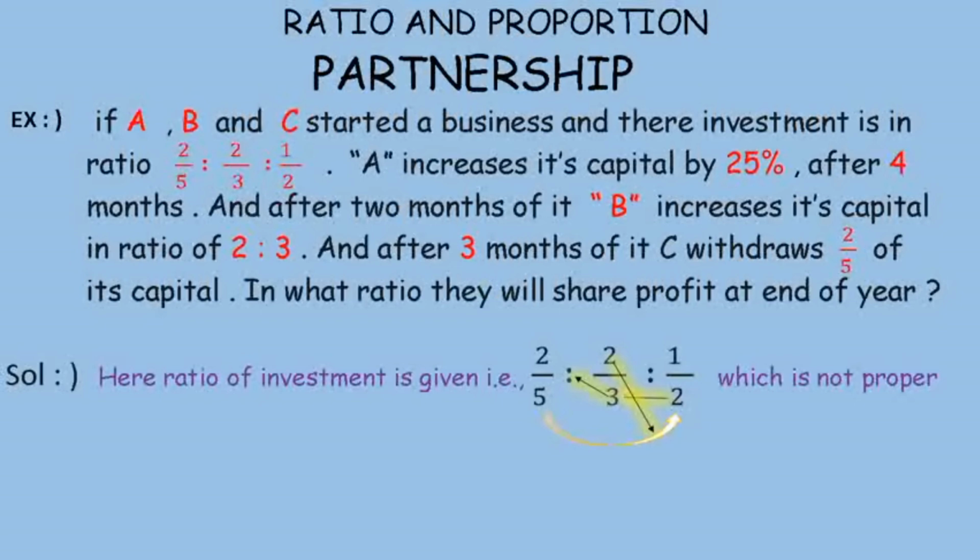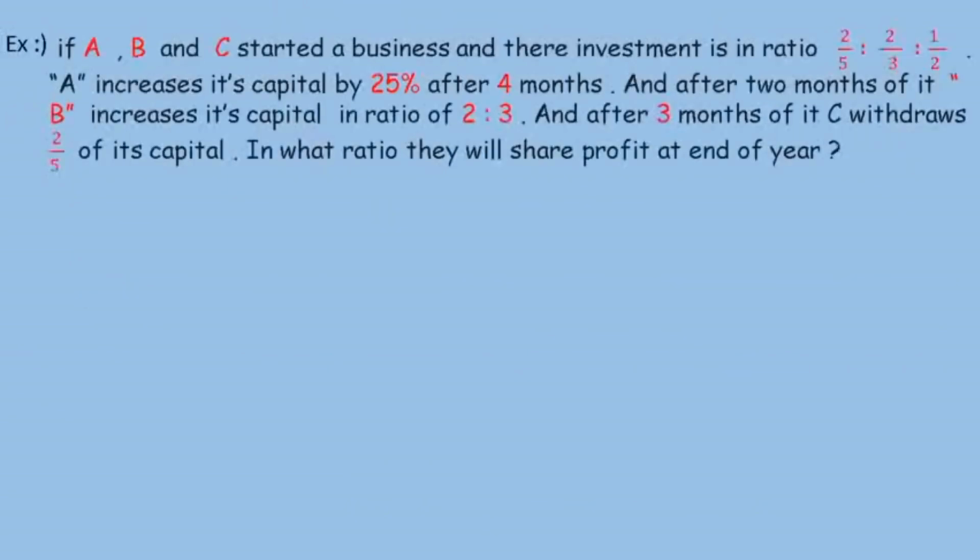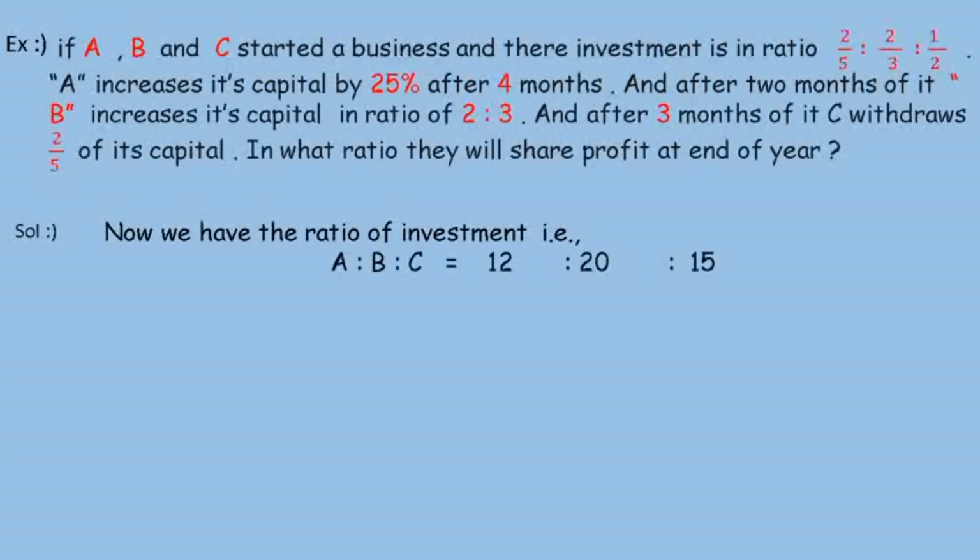And for finding ratio of C, we need to multiply denominator of A and denominator of B and multiply it in numerator of C. So 5 3s are 15 into 1 is nothing but 15. Hence we will have A ratio, B ratio, C is equal to 12 ratio 20 ratio 15. Now we have the ratio of investment. A ratio, B ratio, C is 12 ratio 20 ratio 15 in proper way.